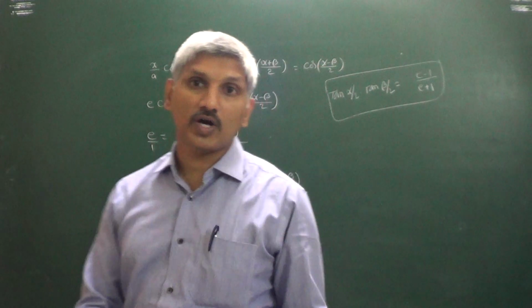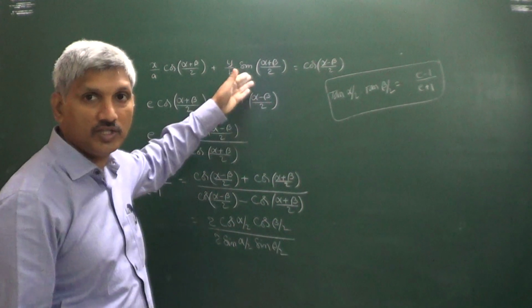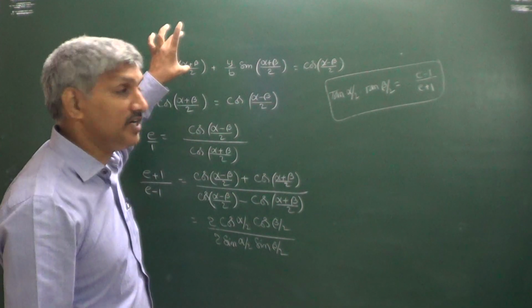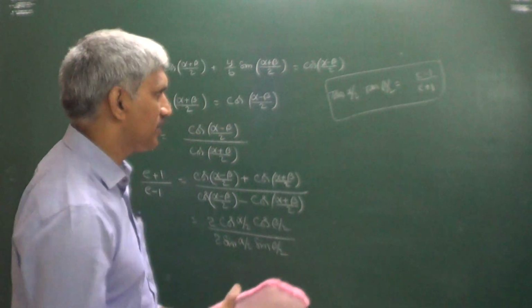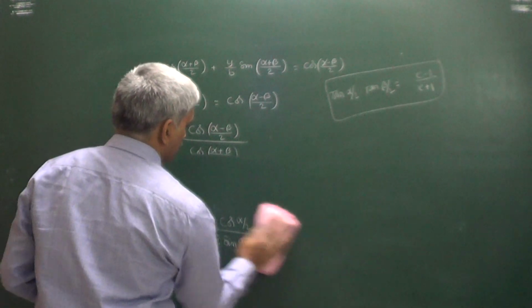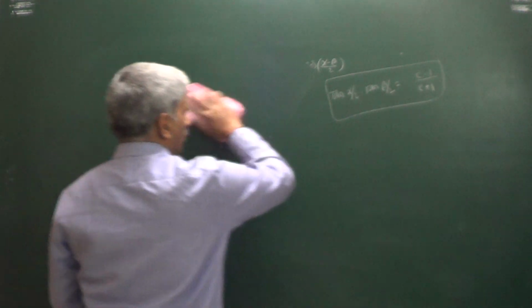So when the chord passing through alpha and beta is a focal chord, we can use the relation tan alpha by 2 into tan beta by 2 is equal to (e minus 1) divided by (e plus 1).